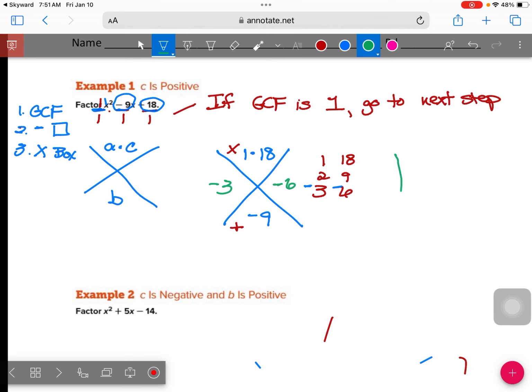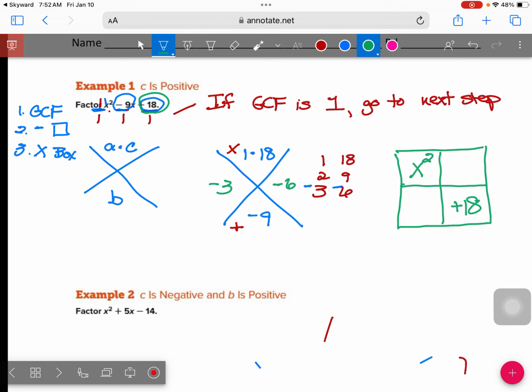All right, so then we do the box like this. Okay? And you are going to put x squared, which is the first term, up here. Your first term in the first box. Is everybody with me? First term, first box. Last term goes in the last box. And that is plus 18? Yes.